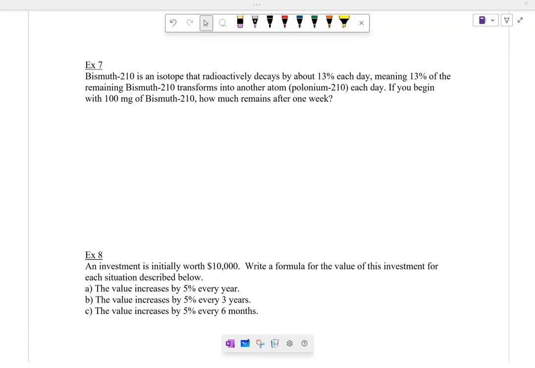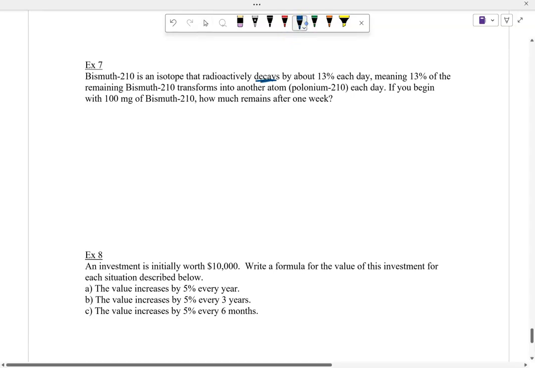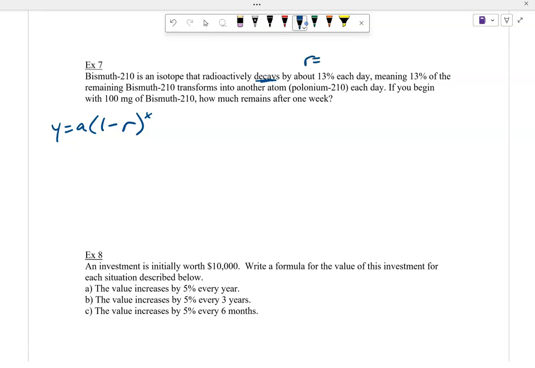All right, here we've got a little chemistry here. Bismuth 210 is an isotope. It radioactively decays. So this is an exponential decay situation. So I'm going to go ahead and write my exponential decay, 1 minus r to the x. Okay, so it decays at about 13% each day. So there's my r, 0.13. Meaning 13% of the remaining transforms into another atom each day, right?